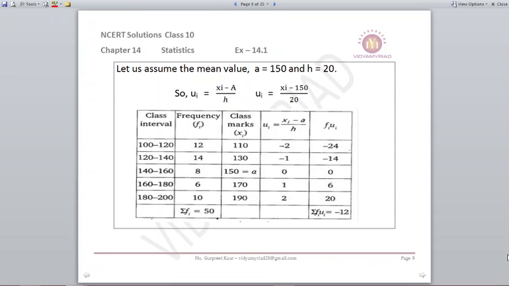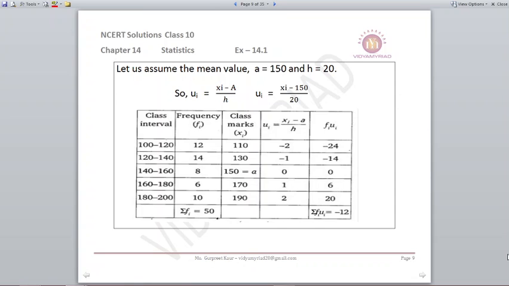Now we will first find out A. What is the probable A? We will choose it from the xi values. Usually A, the assumed mean, will be taken as a middle value, or a value nearby the middle. Since there are 5 of them, we can take 150 as A. And h is the class size, that is 120 minus 100, which comes out to be 20.